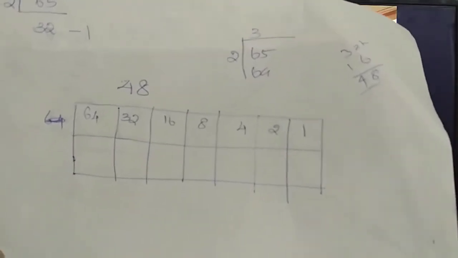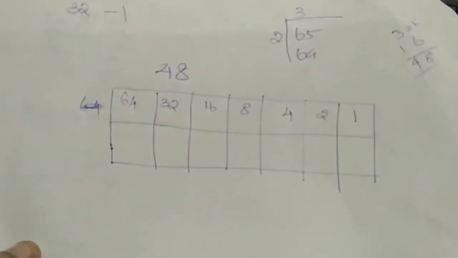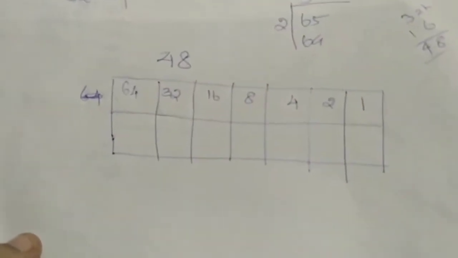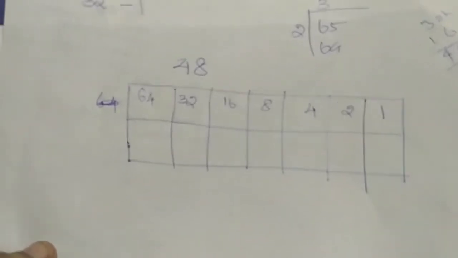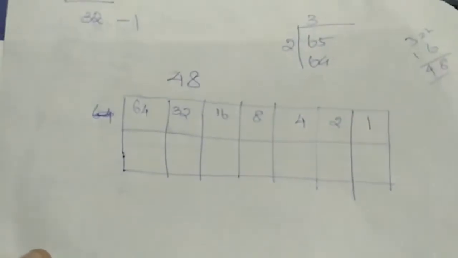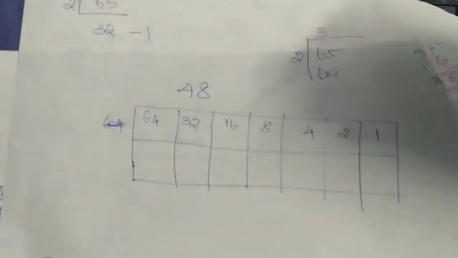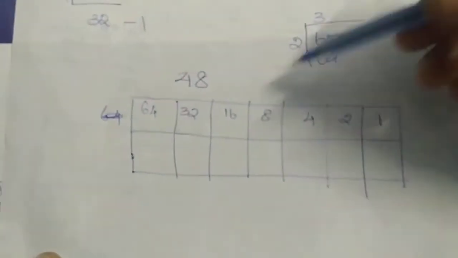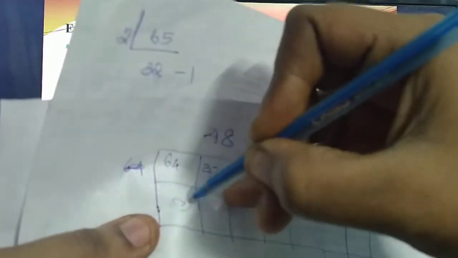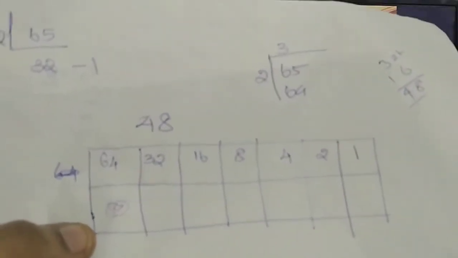48. Listen carefully. You should get the answer as 48. So you should add any 2 or 3 or 4 numbers, but you should get the answer 48. Suppose I am comparing 64 with 48. Whether it is possible? 64 is greater than 48. So in this place, whether I need to put 1? No, because the value is greater than 48. So in this place of 64 I need to put the value 0.